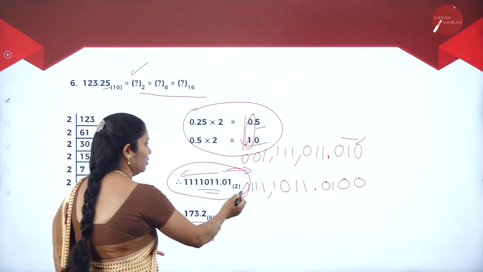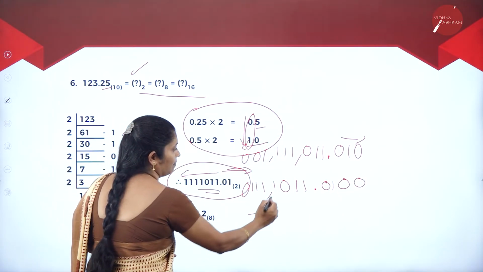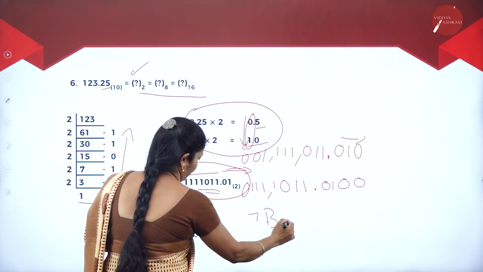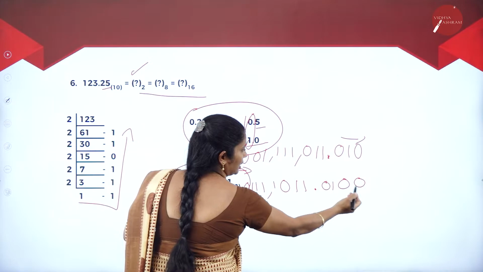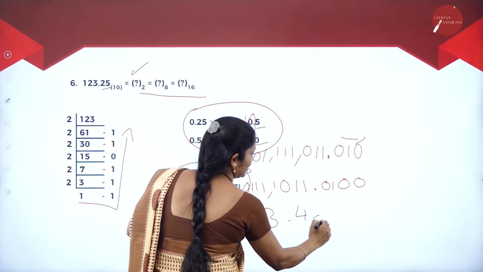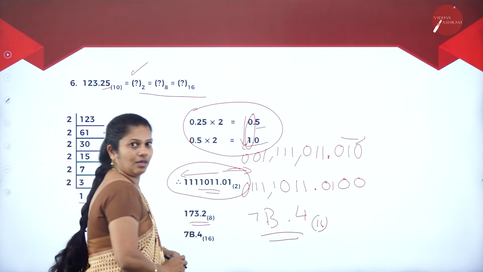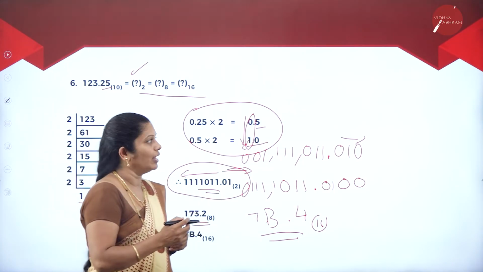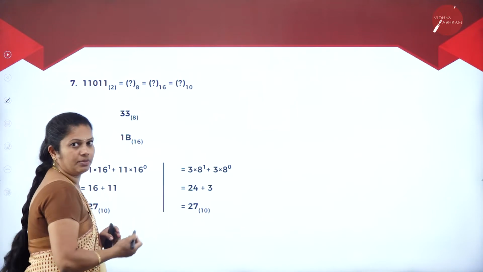Now write down their values: 0111, that is 7. Here 1011, the value is B. Then point 0100, the value is 4. Then this is the hexadecimal number. Now how to identify their binary value as well as octal value? We'll see some more problems.